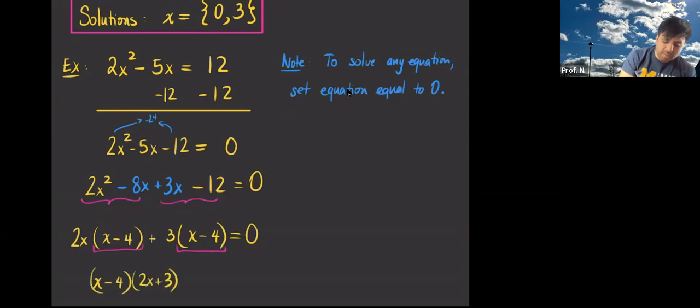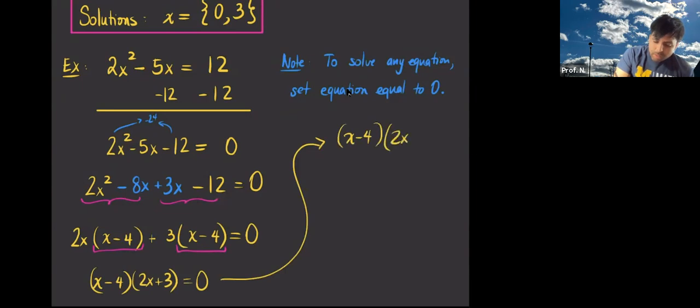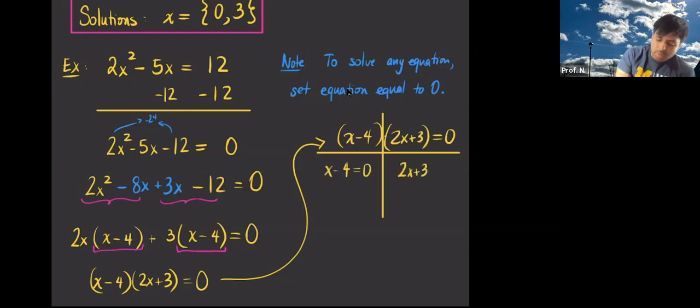So I get x minus 4 times 2x plus 3 equals 0. So I factored out the trinomial, and now I have a product of two expressions that equal 0. So then by the principle, I'm going to write it over here, x minus 4, 2x plus 3. There's a multiplication in between these two parentheses. So by the principle that I just spoke of, either x minus 4 equals 0 or 2x plus 3 equals 0.